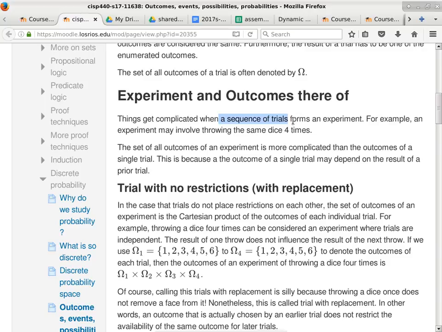So when you look at it graphically, a single trial is going to fill up one single space, and then the outcomes are basically, what are the values that can go into this place? If you throw a dice, then the values 1, 2, 3, 4, 5, 6 can go into this box here.